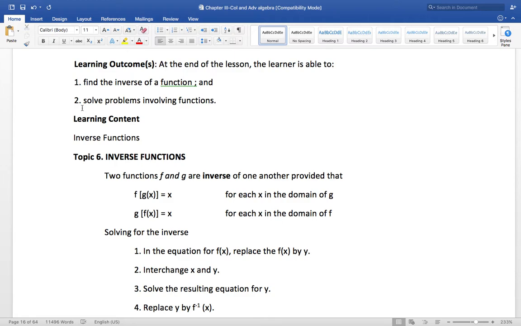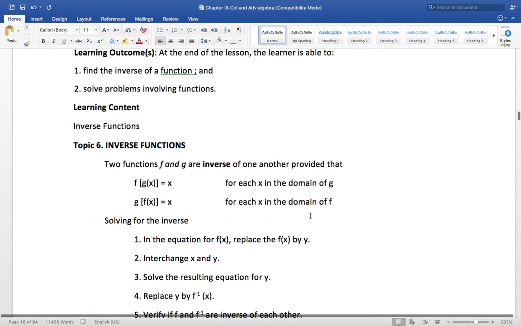Today we're going to discuss inverse functions. Two functions f and g are inverses of one another provided that f of g of x is equal to x for each x in the domain of g, or g of f of x is equal to x for each x in the domain of f.